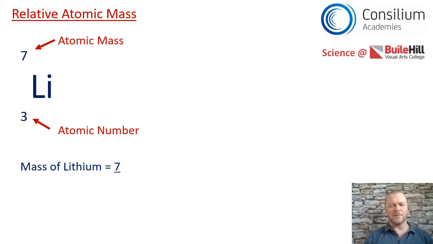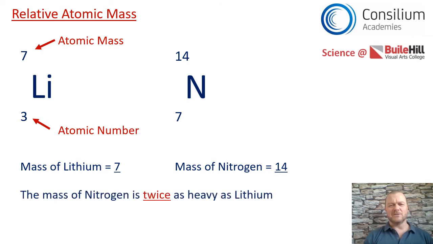If we take another element, so for instance nitrogen, you can see that its atomic mass is 14. So the mass of one atom of nitrogen is 14. And what this means in practice is the mass of nitrogen is actually twice as heavy as lithium.